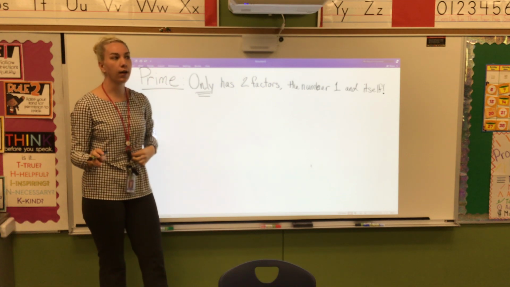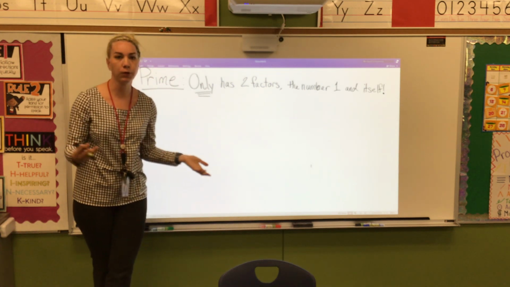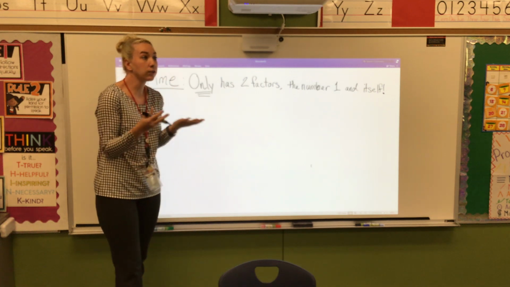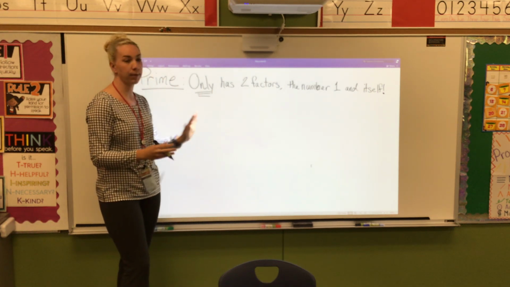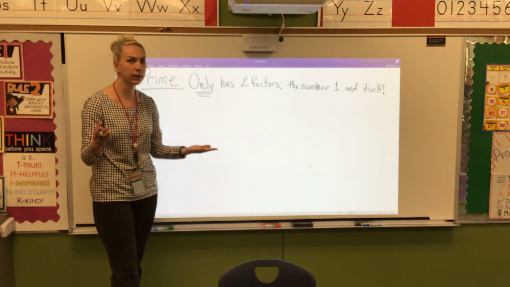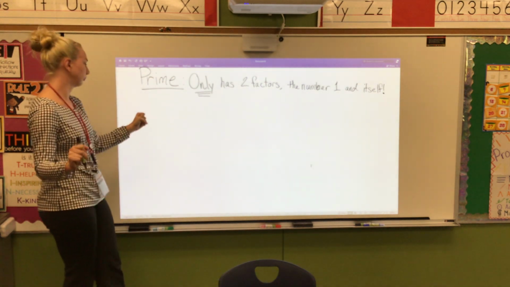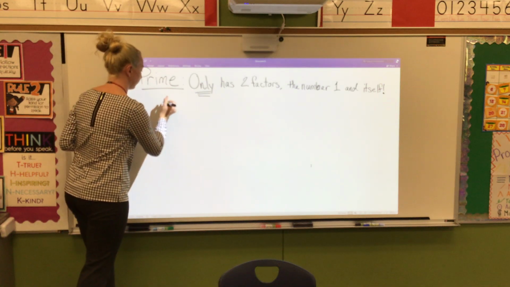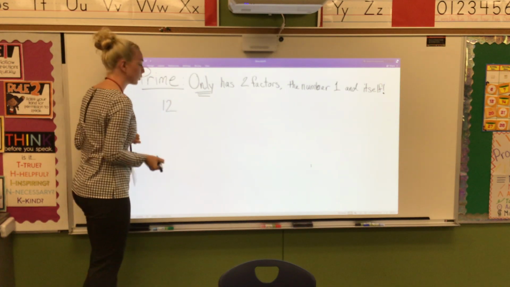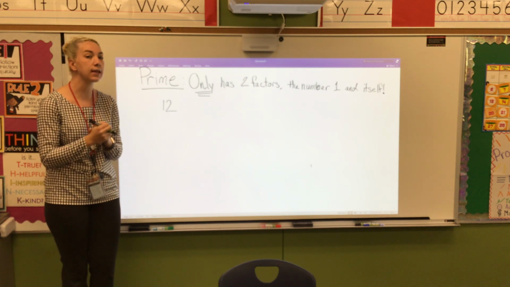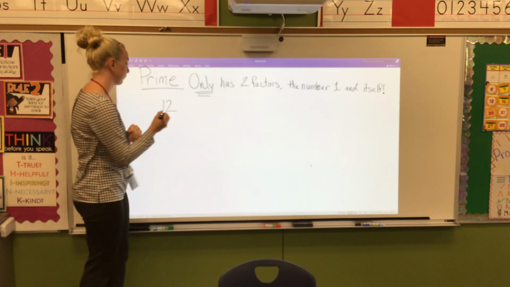Today we're going to look at different numbers and see if they're prime or not. Because when we're looking at numbers, we need to determine how many factors there are to learn if it's prime or not. Let's pick a random number. How about 12? Let's look at the number 12. Let's factor 12 and see if it's a prime number or not.